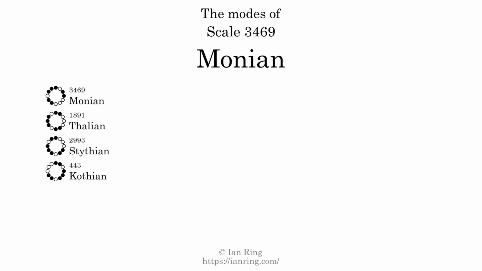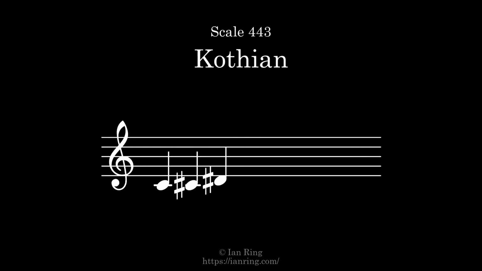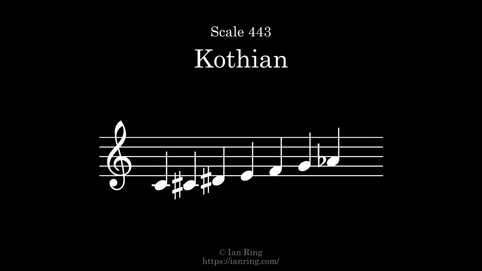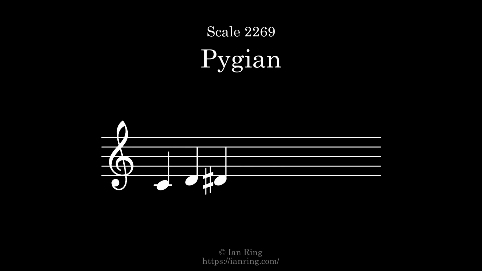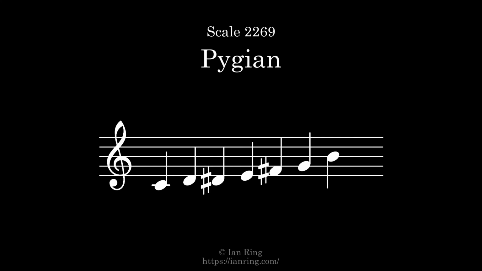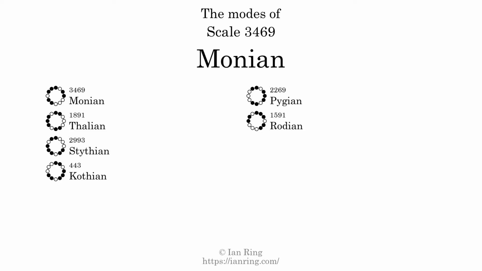The fourth mode is scale 443, also known as Cothian. It sounds like this. The fifth mode is scale 2269, also known as Pigeon. It sounds like this. The sixth mode is scale 1591, also known as Rhodian. It sounds like this.